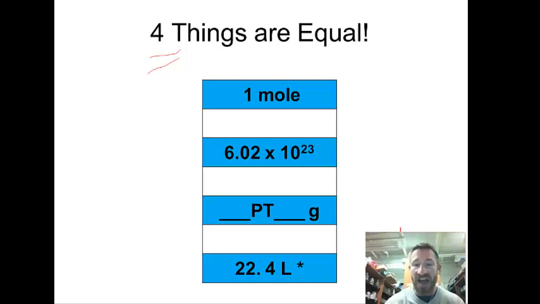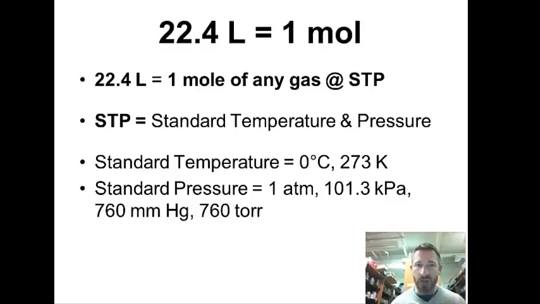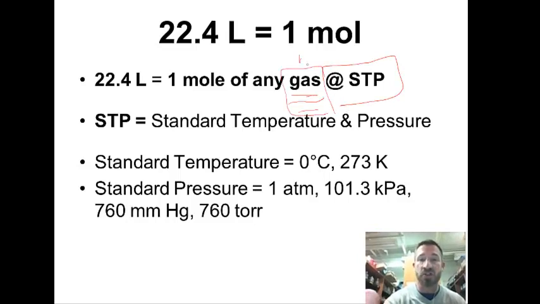Now there's an asterisk there. The asterisk is important for a couple of reasons, and I'm going to talk about those. So this only applies in 2 situations. So 22.4 liters is equal to 1 mole of any gas. These are the 2 situations. It has to be a gas, and that gas has to be at STP. So one situation, it has to be a gas. The second, the gas has to be at STP.